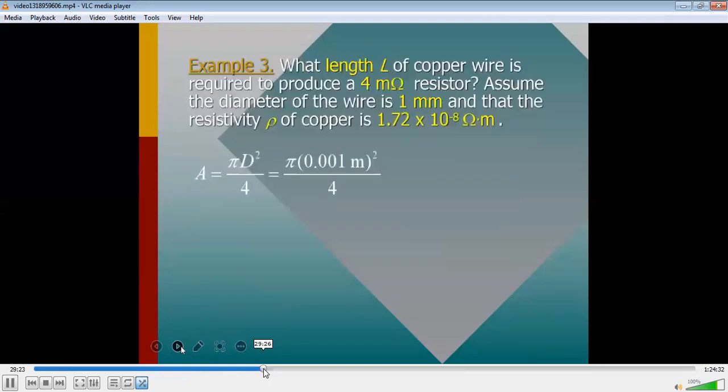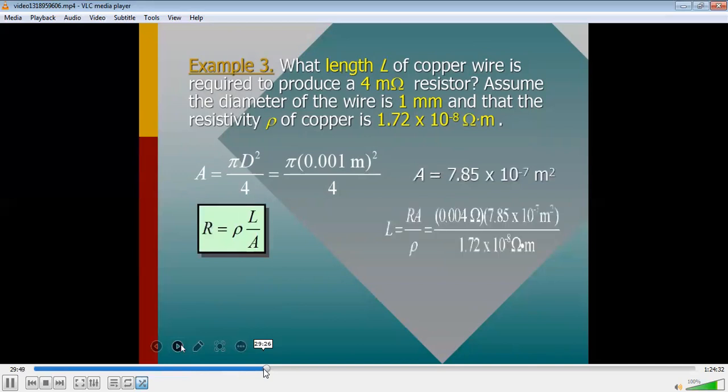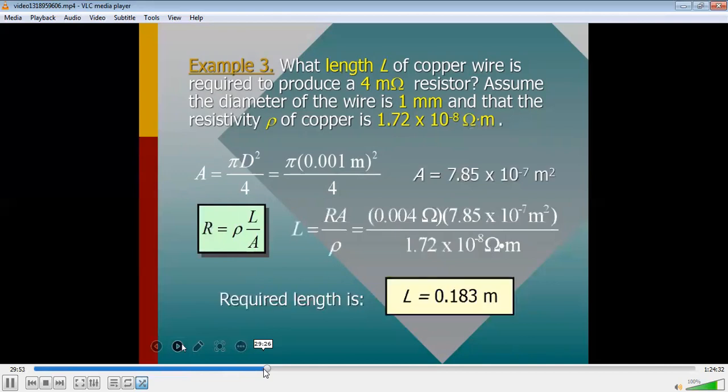Now, another example 3: what length L of a copper wire is required to produce a 4 milliohm resistor? Assume the diameter of the wire is 1 millimeter and that the resistivity, that means the specific resistance rho, of copper is this. So you must know the formula of cross-section area, pi d square by 4, where d is the diameter given here. So A equals 7.85 into 10 to the minus 7 meter square. Using the formula R equals rho L by A, we get this result.